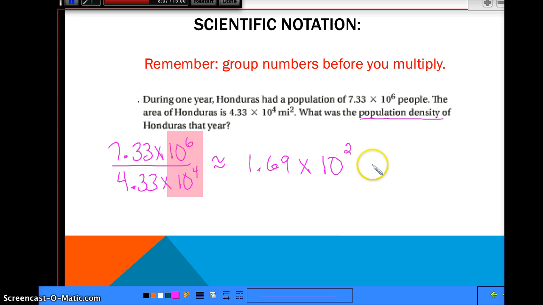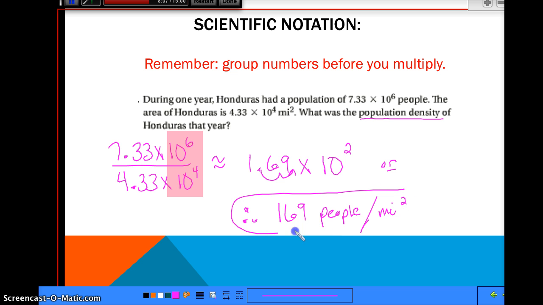You can leave your answer like that, or you could actually move it over and change it back to standard, and therefore say 169 people per square mile live in Honduras. And that would be it. That takes care of 7.5.